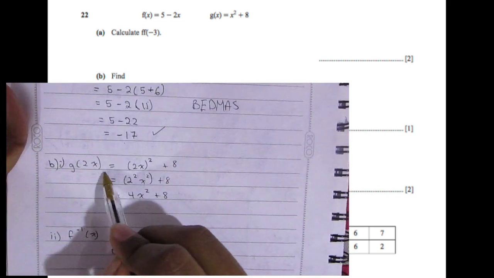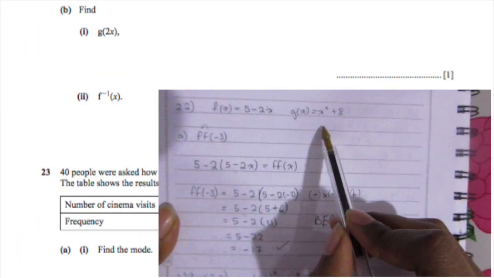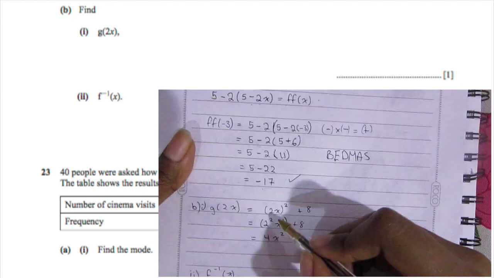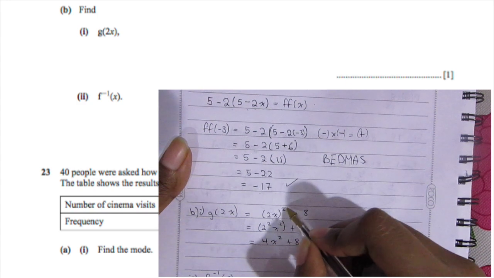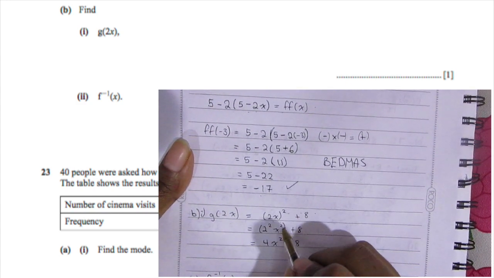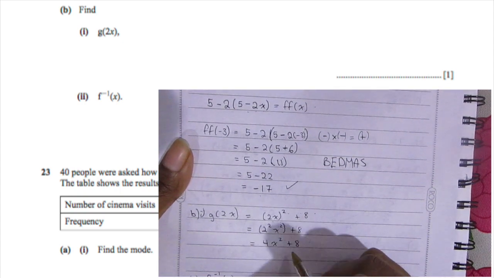Then g of 2x. So here you have x squared plus 8. Where there's x, you'll put 2x instead. So 2x squared plus 8. That means 2 squared times x squared plus 8. So 4x squared plus 8.